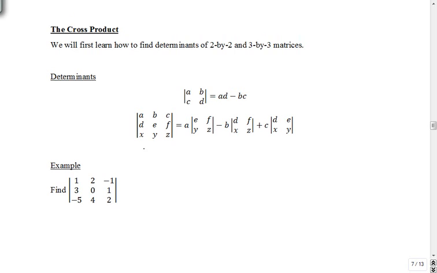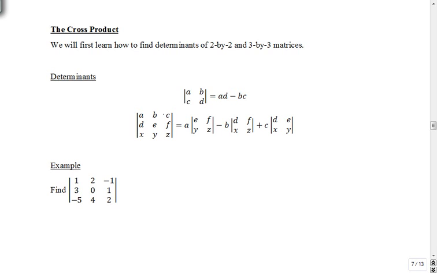So that is why I have A times the determinant of E, F, Y, Z. Then I will explain that minus in a little while. B: now block off the row and the column that B is in. You are left with D, F, X, Z. So that's the determinant. Plus the C: block off the column and the row that C is in, and you're left with D, E, X, Y, the determinant. And we can find the determinant of these 2 by 2 matrices.